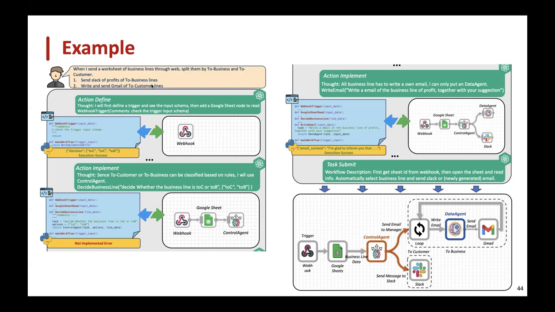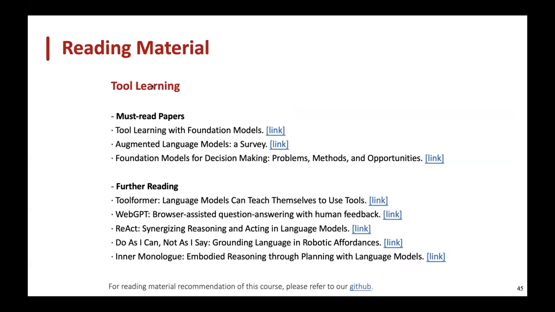Here are two very typical examples for tool learning. Finally, because tool learning for the autonomous agent is quite a new area, we also created a paper reading list for you to get familiar with it. Here are some must-read papers and some papers for further reading. If you are interested in this area and want more reading materials, you can visit our GitHub after this tutorial.